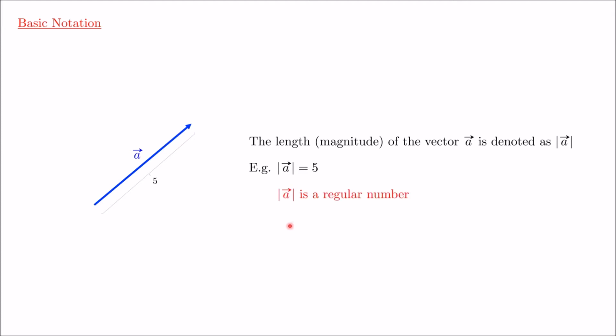What's really important about this notation is that we need to stress that what comes out of this symbol here is actually just a regular number, because the symbol is saying the length of the vector, and that is going to be some regular number and not a vector.